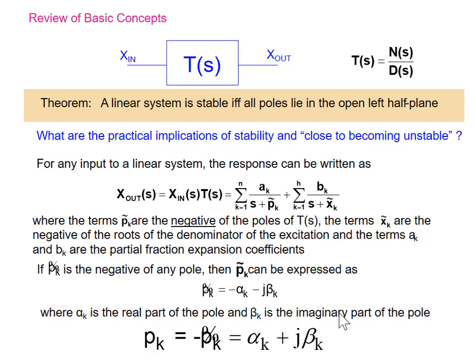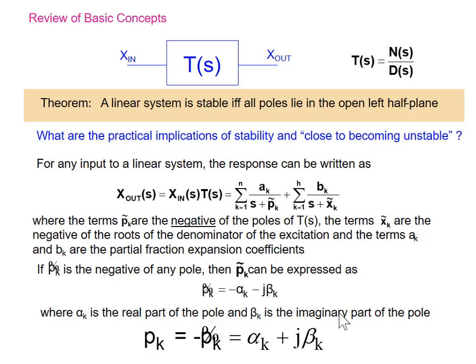So let's look at practical implications of stability or coming close to being unstable. If I take any linear system, the response to an excitation X_in(s) can be written as the product of X_in(s) and the transfer function. And I can expand the output in a partial fraction expansion.